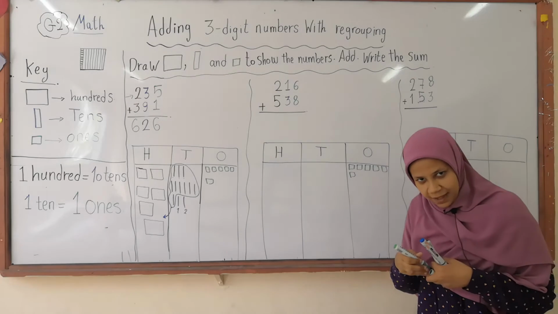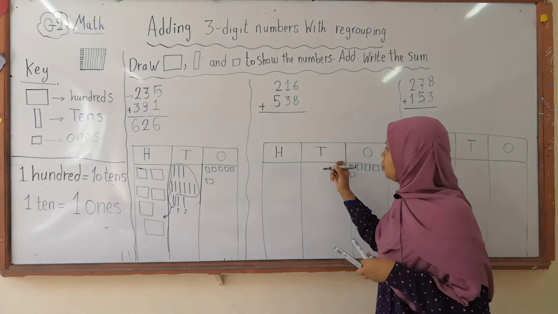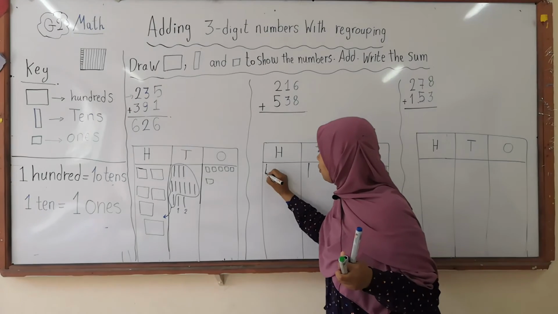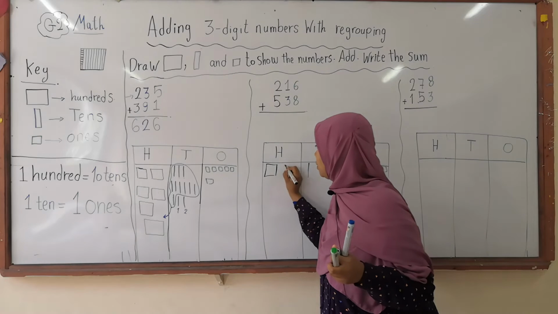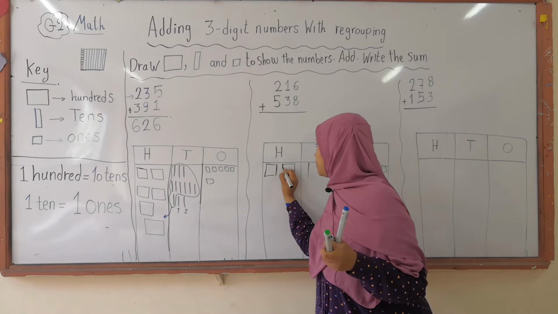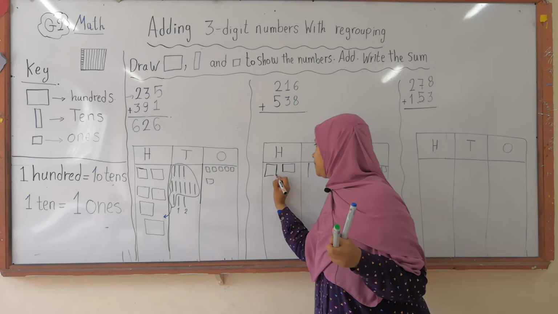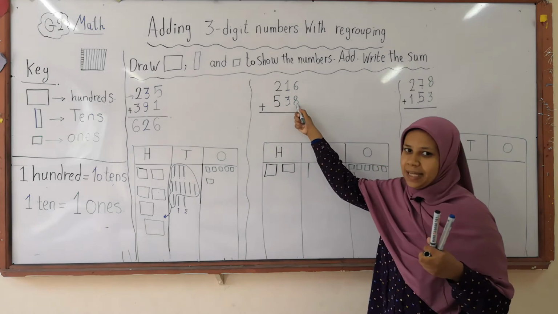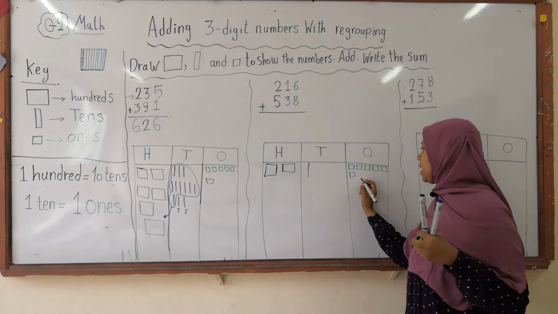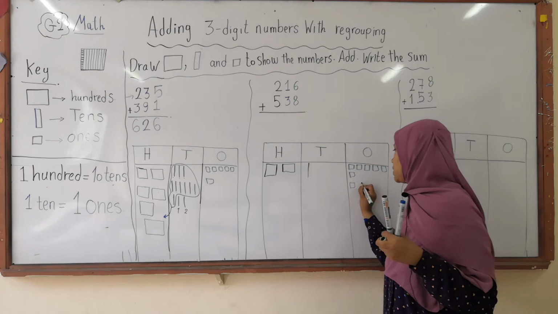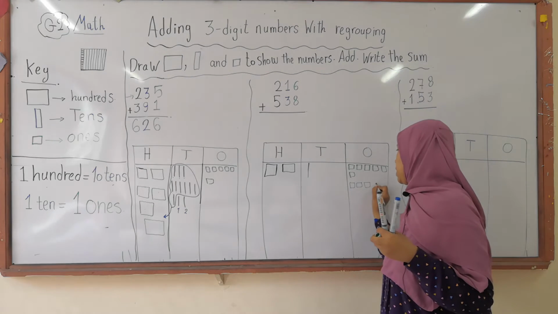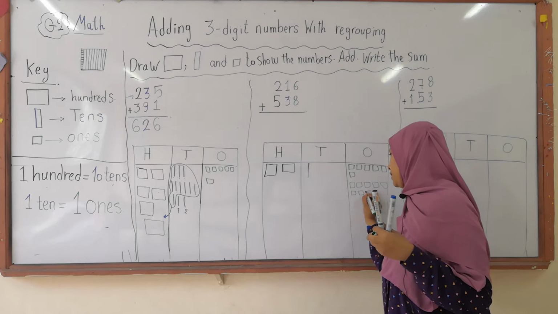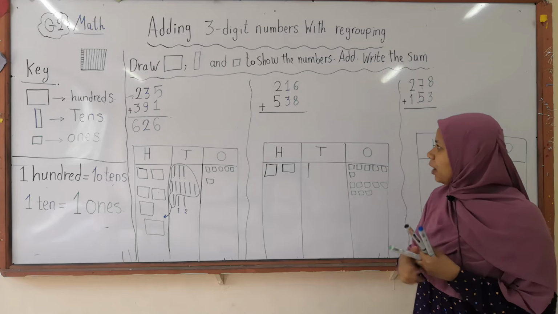And how many in the tens? 1. Draw 1. And how many in the hundreds? 2. 1 2. plus هنعمل add ليها 538. How many in the ones? 8. يبقى draw 8 small squares 1 2 3 4 5 6 7 8. طيب and how many in the tens?